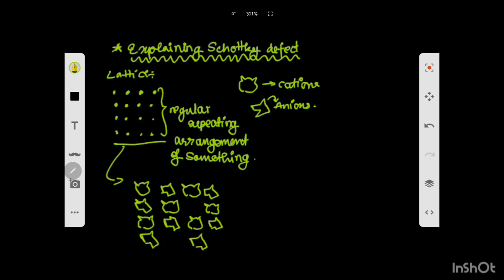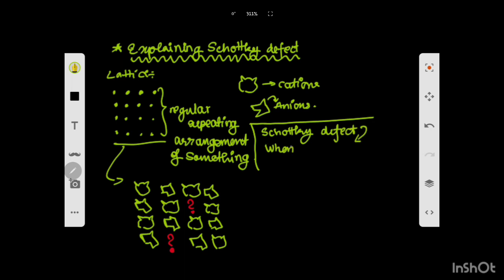Now, this is going to help us understand what is Schottky defect. So, what is Schottky defect? It is nothing but when equal number of cations and anions are missing from their regular positions in the lattice.